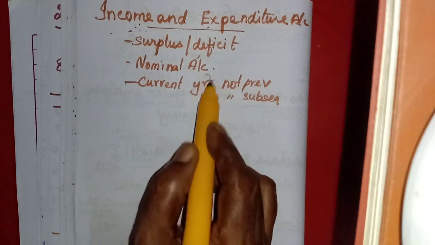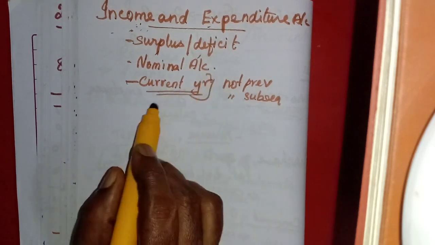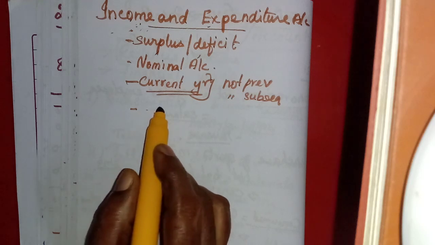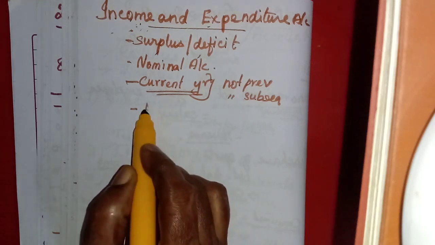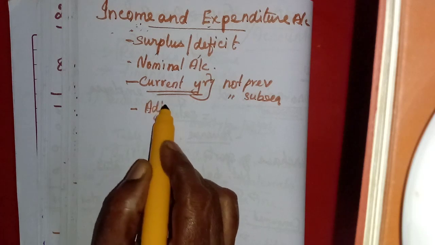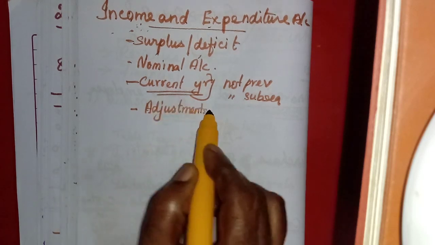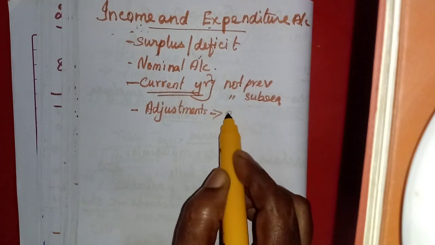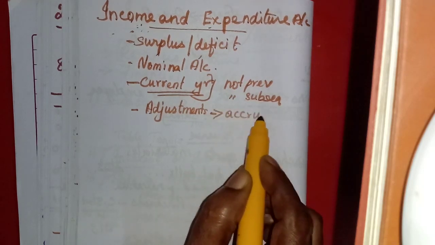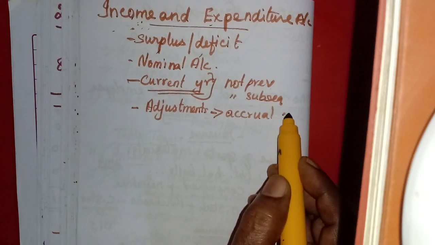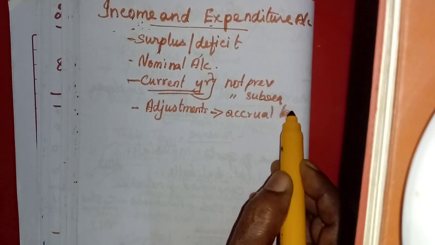Okay, only current year's items alone will be entered. Any adjustments for the current year, even though we have not paid, we have to consider. That means on the accrual basis, on the basis of the accrual system of accounting.